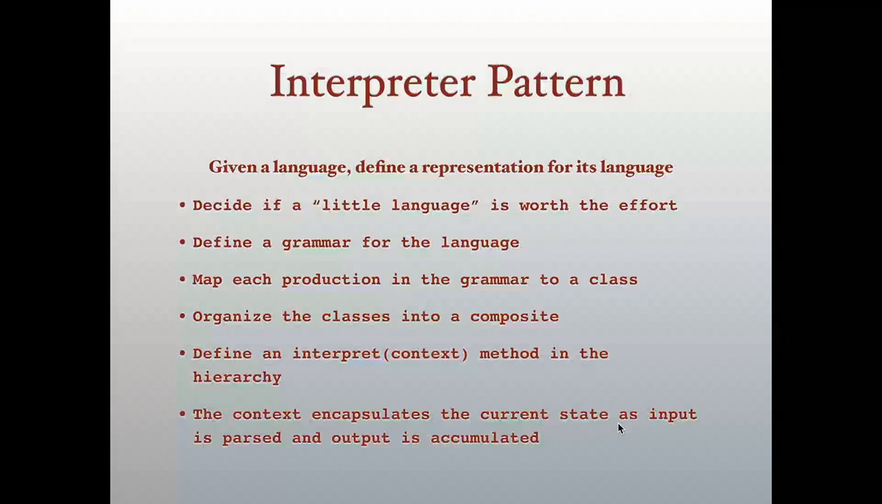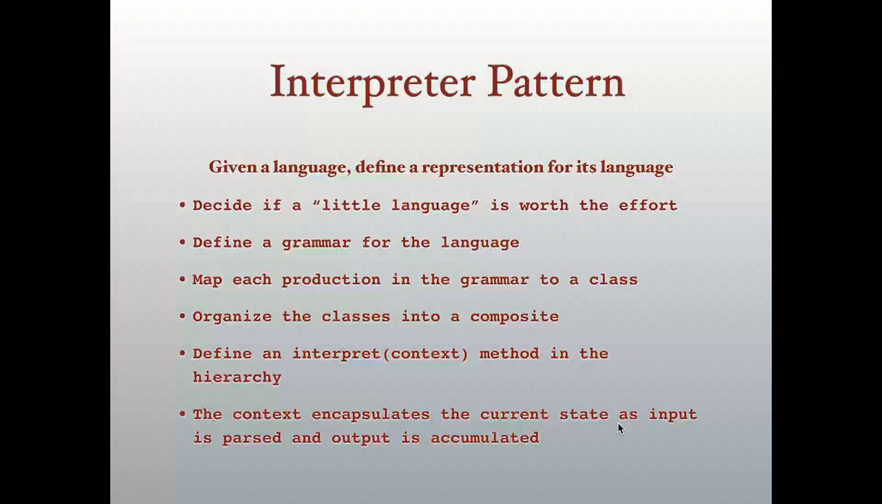But it could be more complicated. It could be a full-blown scripting language, like JavaScript or something like that. Map each production in the grammar to a class. So each of those items that exist, like in this case, 1 through 10, each of those are going to have a class. You organize those into some sort of a composite. So there's going to be some sort of translator object or something along those lines. You're going to define an interpret method of some sort within there.